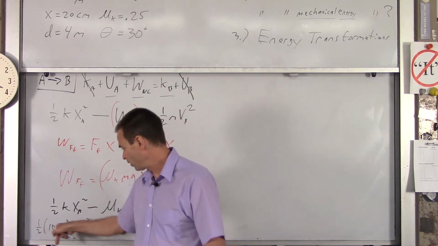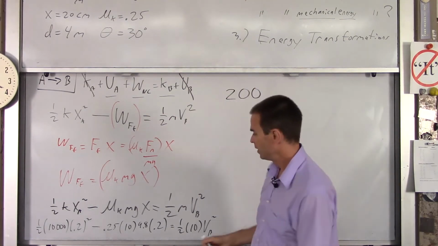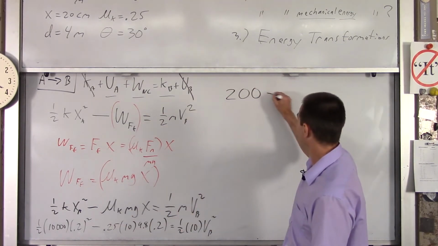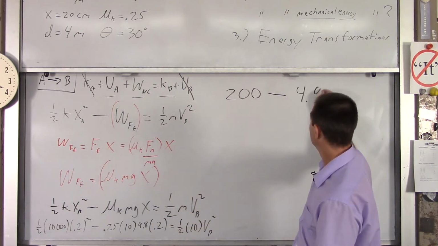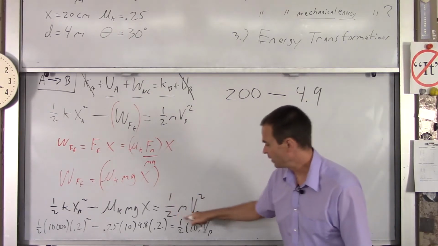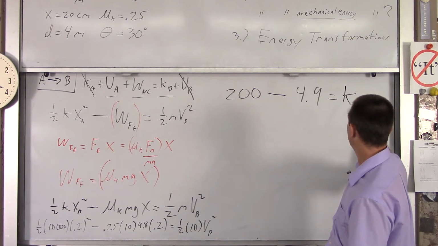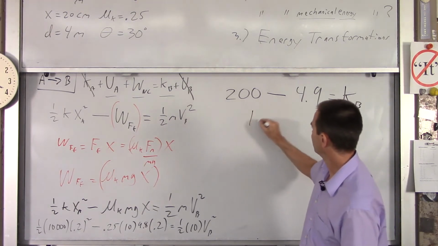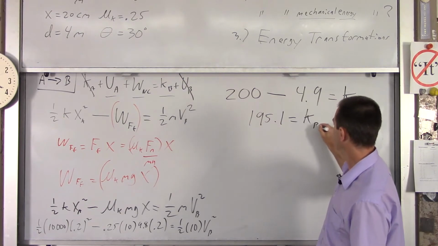0.04, half of that is 0.02. 0.02 times 10 grand is 200. If you multiply all that out, you get 4.9, and you can satisfy yourself that way. This is the kinetic energy at B. So here's what I want to do: I want to write kinetic energy at B. If I subtract those, I get 195.1 equals the kinetic energy at B.